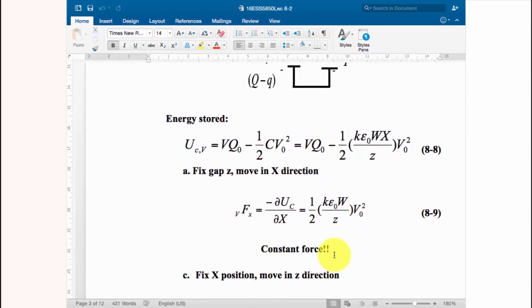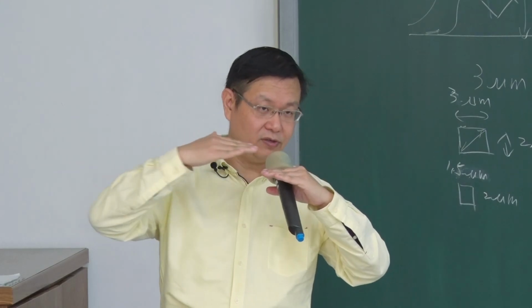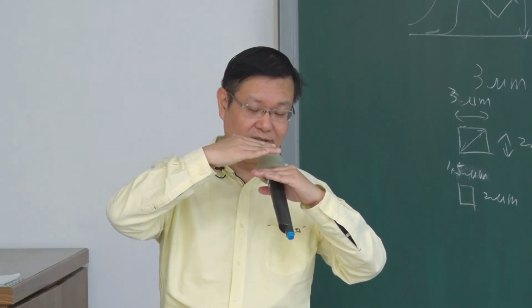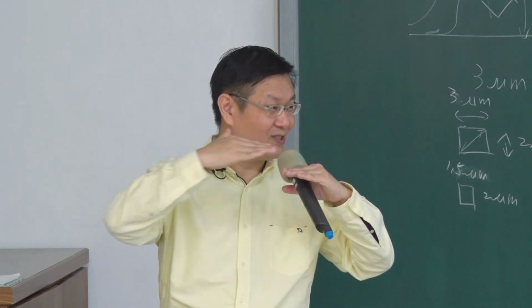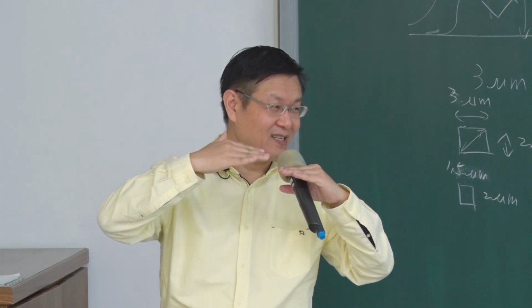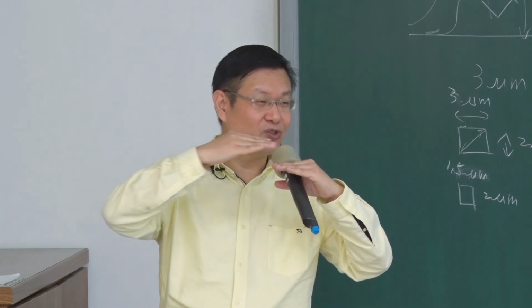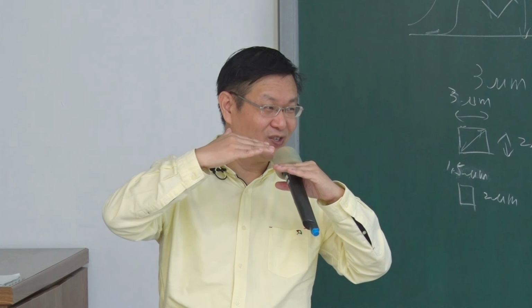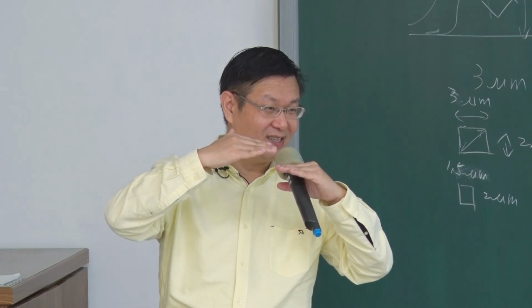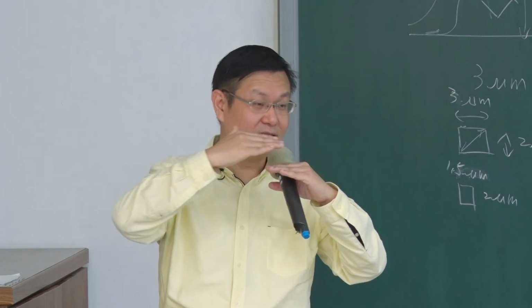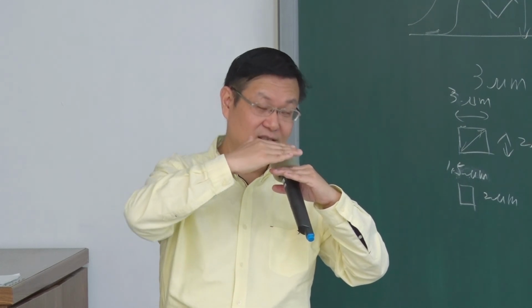Okay. So if you apply the voltage onto the capacitor and then move the capacitor in the x direction, you keep the distance the same, the z the same. Interestingly, you've got a constant force here. Okay? Because when you do this kind of movement, you keep the same voltage. You never change the voltage. Okay? So that's why you always get a constant force, because your voltage is always constant. But if you change the distance, that's a different story.